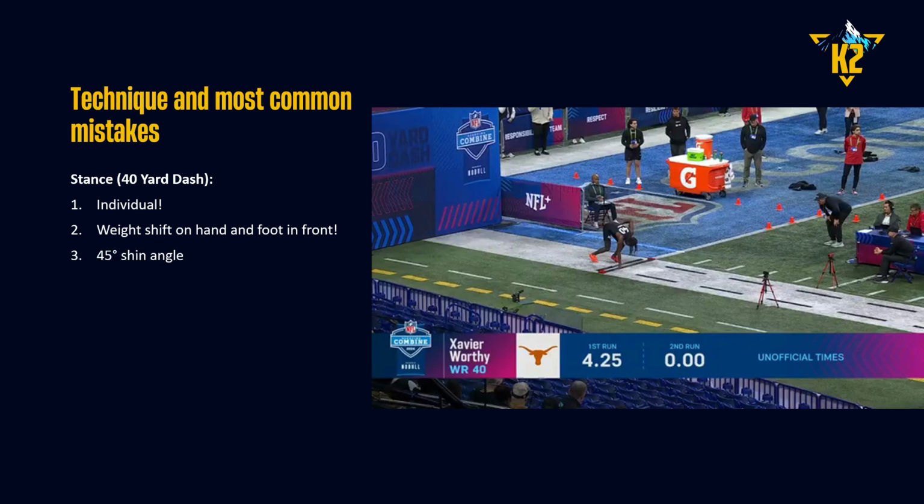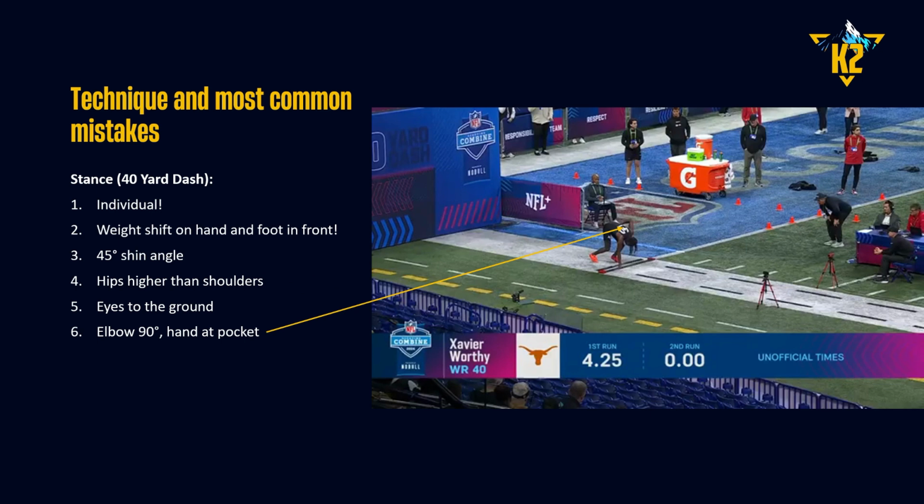Your shin angle in front should be 45 degrees. And to be honest, if we look at Mr. Worthy here, this doesn't seem to be optimal, but as you can see in a second, he still runs an unbelievable time. So as always, things can differ. Hips are usually higher than the shoulders. Eyes are on the ground, so don't look in front because you will get upright way faster than you want to. The arm in the air, elbow is bent to 90 degrees and the hand is at the side, at the pocket.